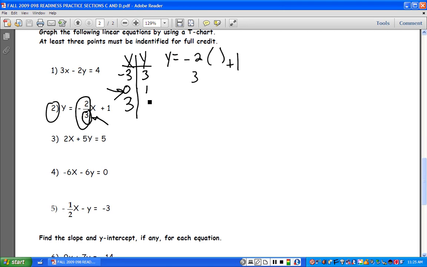And then lastly, I'm going to plug in a positive 3. Positive 3 times a negative 2 is a negative 6. Negative 6 divided by 3 is a negative 2. Negative 2 plus 1 is a negative 1. Alright, so now again I have my 3 points. There's 1 point, 2 points, 3 points.